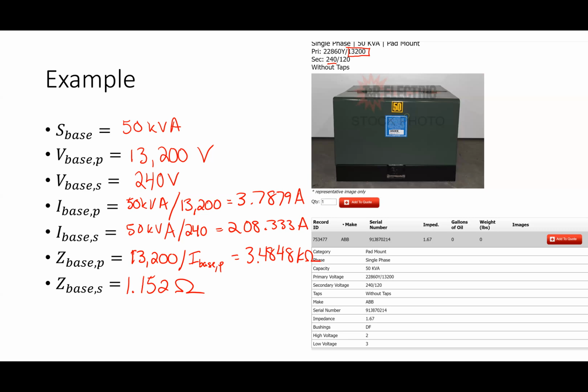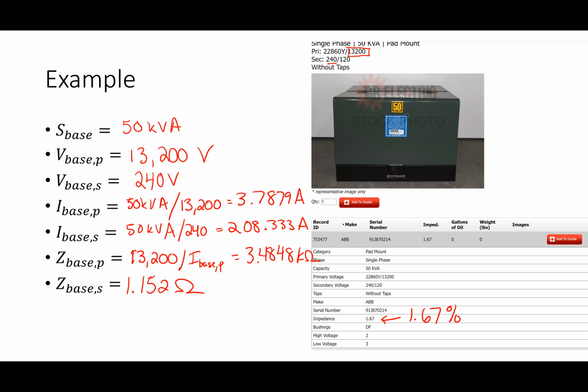Okay, now, one of the things I included here is for that pad mount transformer right there for 50 kVA, what's it give me for the impedance? Well, give me this, 1.67. Now, that's not 1.67 ohms. That's 1.67%. All right, 1.67%. That means it's 1.67% of the base value. All right, is what that means.